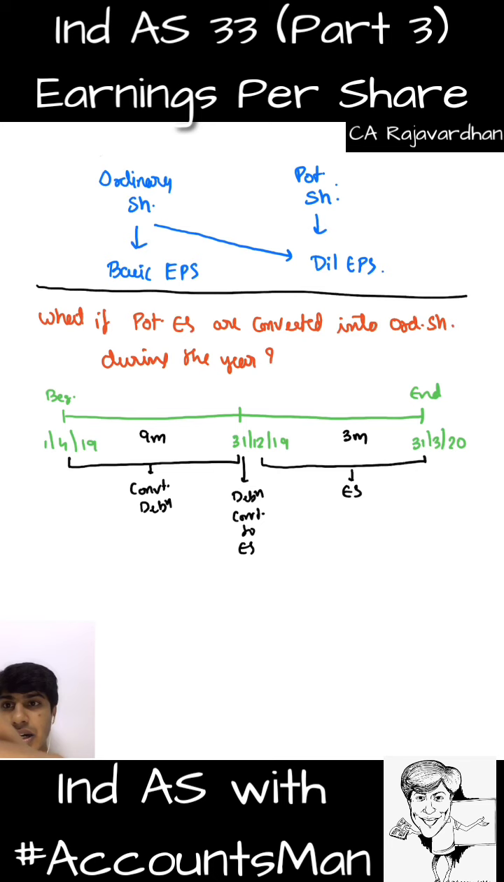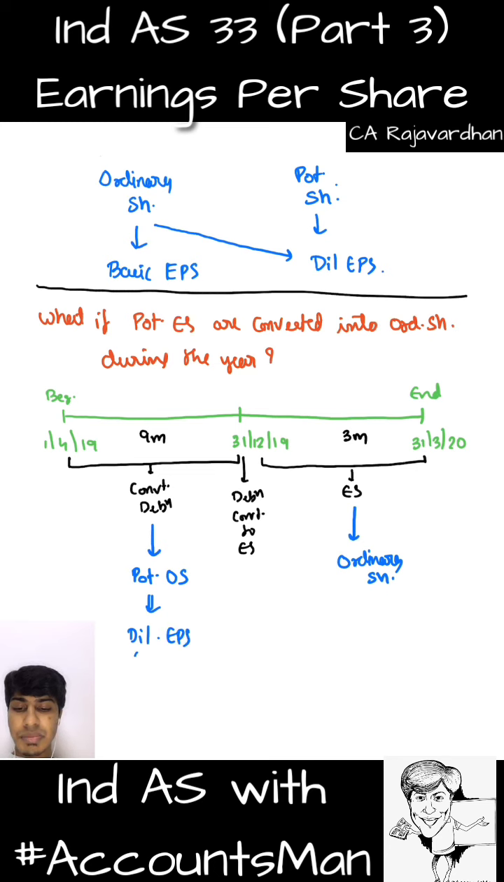Remember the point that I told you. For this phase, it is convertible debentures. Whenever it is convertible debentures, it is a potential ordinary share, and here it is actually an ordinary share. So the answer is simple. If it is a potential share, where would it be used? Used only in the diluted EPS computation.